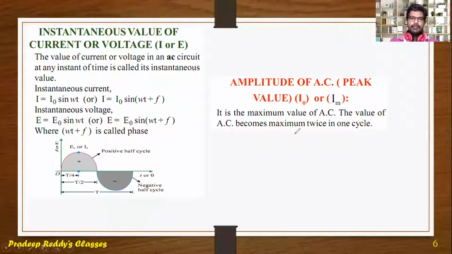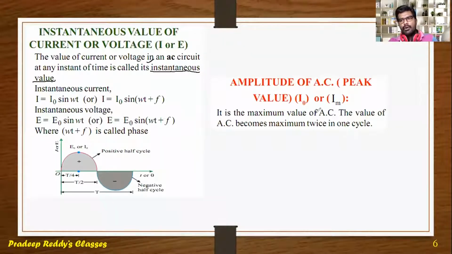As I already mentioned, alternating voltage and alternating current are those which alter their magnitudes continuously and sinusoidally with respect to time, and at each time the value of current and voltage will be different. Therefore you need to find out the instantaneous value. Instantaneous means at a particular instant of time, what is the magnitude of current you want to find out. That is called instantaneous current. Likewise, at a particular instant of time, the value of voltage is said to be instantaneous voltage.